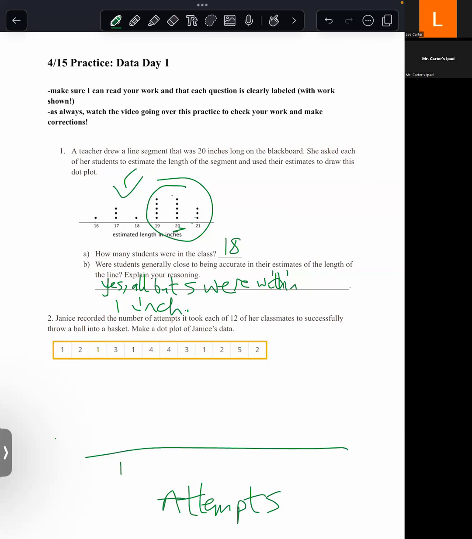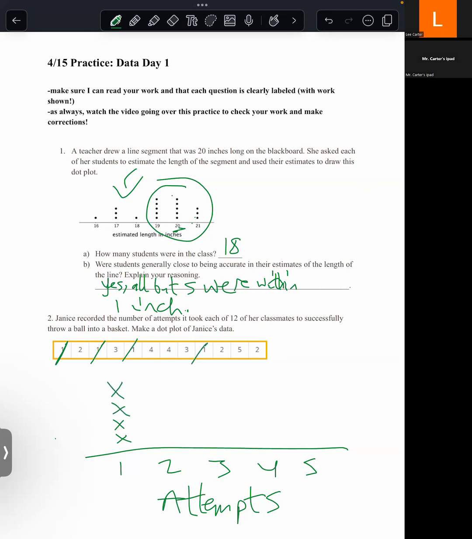So 1, 2, 3, 4, 5. Then when we record each one, we will need to mark it out. You put a dot or an X, like this. That one, that one. You could just go straight down the line too.